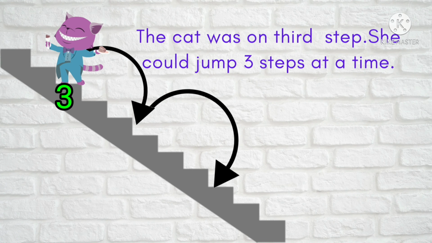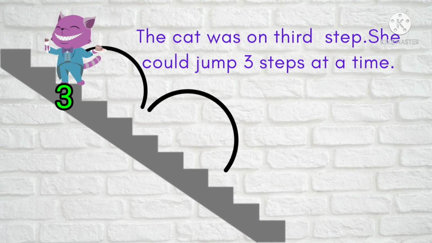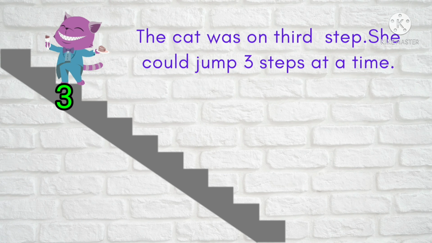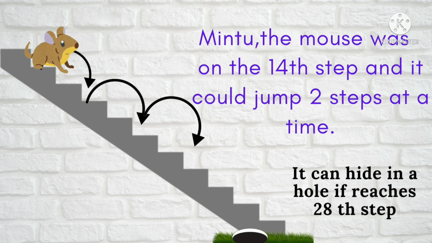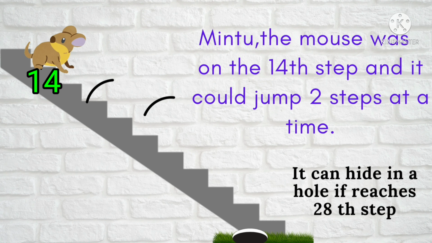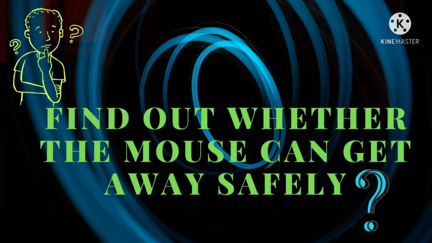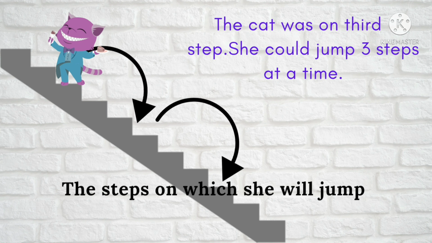The cat was on 3rd step. She could jump 3 steps at a time. Whereas Mintu, the mouse, was on 14th step and it could jump 2 steps at a time. So please help me to find out whether the mouse can get away safely. Let's see what could happen.